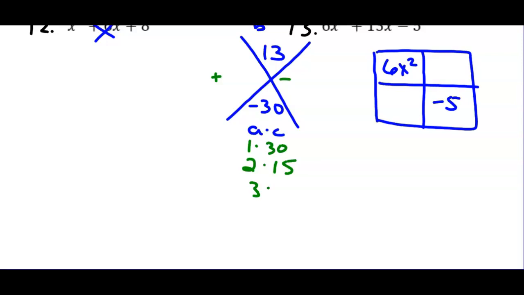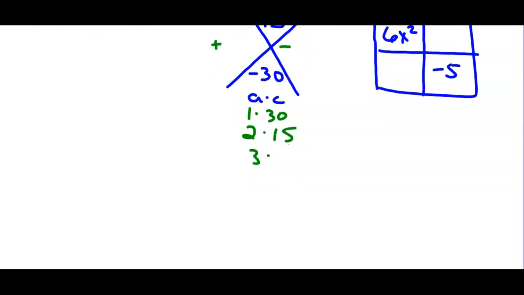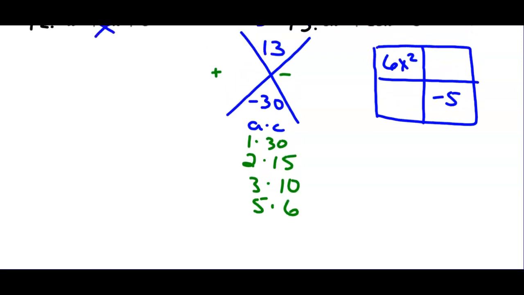3 times what is 10? 4 doesn't work, right? So we don't write that down. 5, 6. Okay, so we're looking for the numbers that, because those are opposite sides, are the numbers going to add to 13 or subtract to 13? Subtract. Because these are different sides.